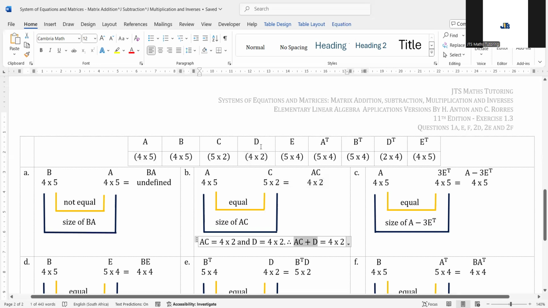Right, what is D? D is a 4x2 matrix, meaning that AC is of the same size as D. So that means AC plus D is also going to be a 4x2 matrix.